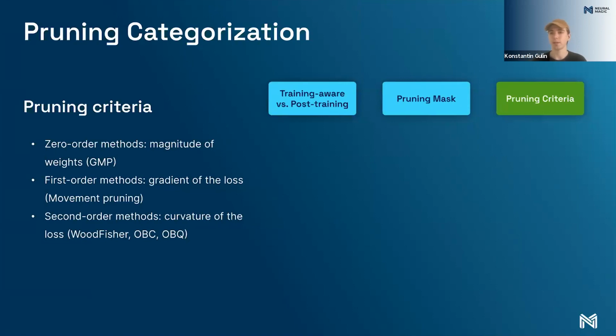And so you might have got the last lunch and learn that my colleague Elder presented. That was on WoodFisher, which is also a second order method. Today we'll be covering OBC and OBQ. There's a few differences between them, but the main one is that WoodFisher was a training aware method, so it was done during training. And OBC and OBQ, which we'll be covering, are one-shot methods, so done on an already trained model.